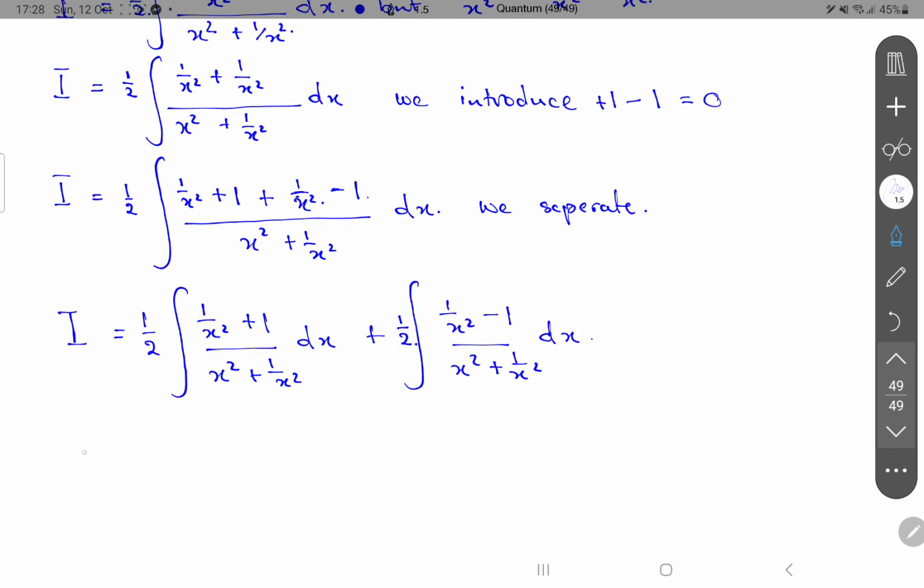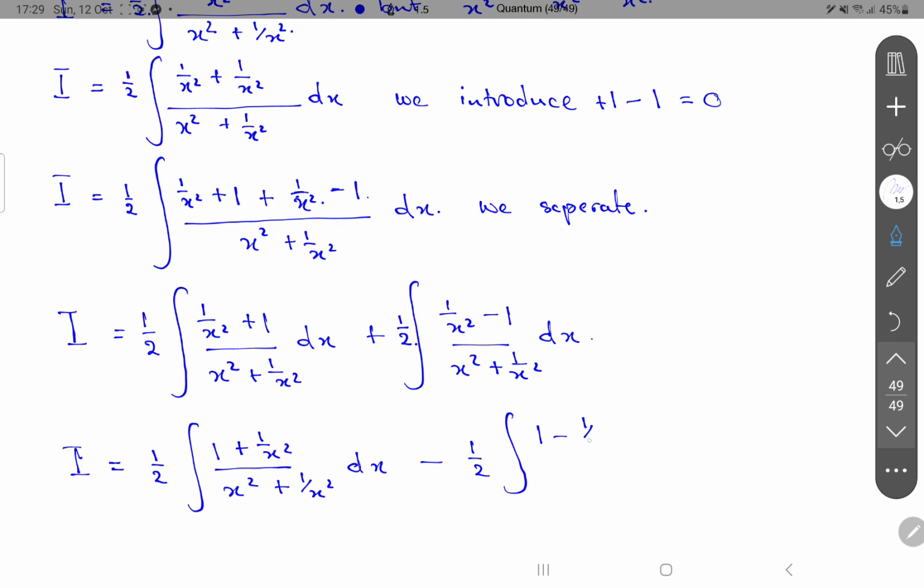Now we can rewrite this again to become a half the integral of 1 plus 1 over x squared all over x squared plus 1 over x squared dx, minus a half the integral of 1 minus 1 over x squared all over x squared plus 1 over x squared dx.